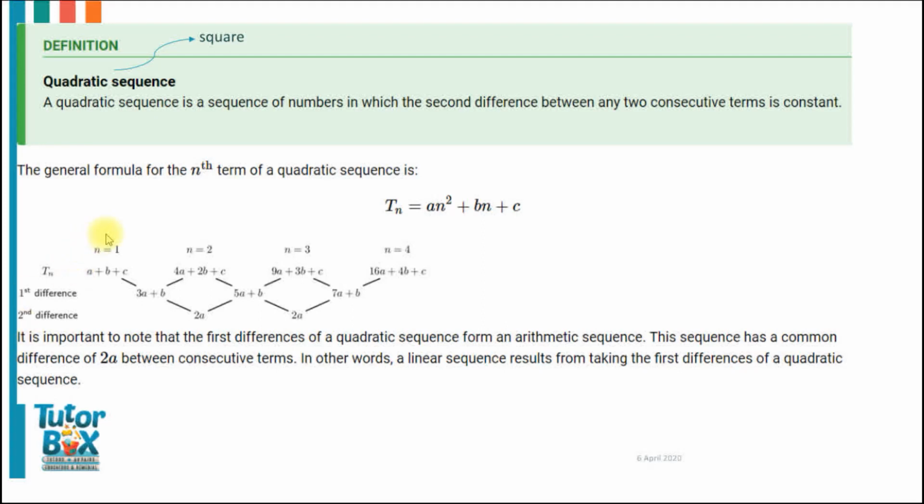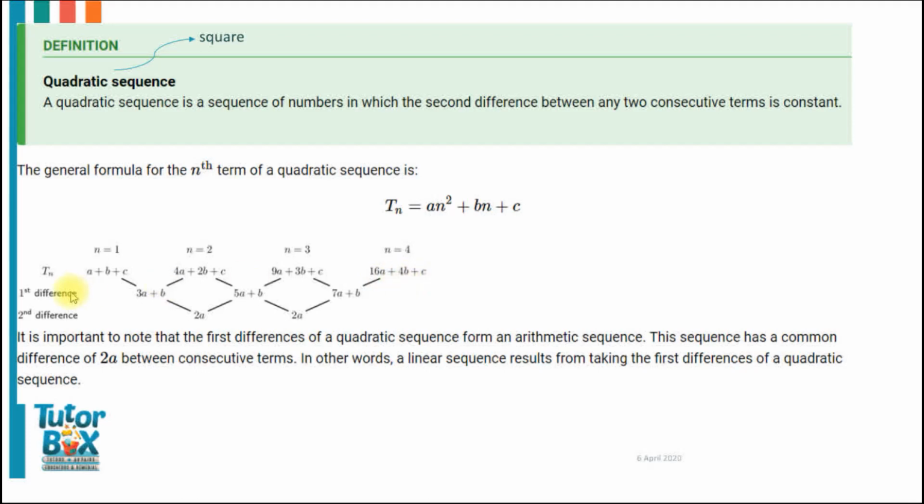When n is 1, if we put 1 here, we get a times 1, which is a, b times 1, which is b, and then plus c. So this is where I got a + b + c from. I just substituted this into the formula. When n is 2, I get 4a + 2b + c. Check that, guys. When n is 3, I get 9a + 3b + c. When n is 4, I get 16a + 4b + c.